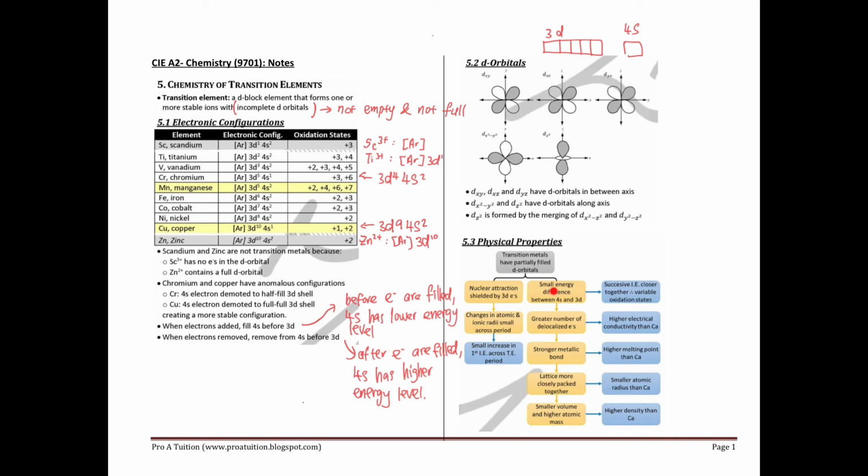Now, next one, small energy difference between 4s and 3d. This one we should know from long ago: the 3d orbitals and 4s orbitals have energy levels that are very close to each other. Remember that before electrons are filled, 4s is a little bit lower than 3d. After you fill up with electrons, 4s is a little bit higher than 3d. You need to know this, but their difference is very small.